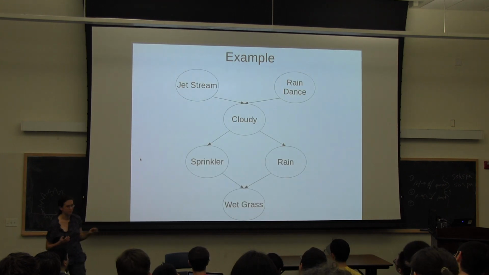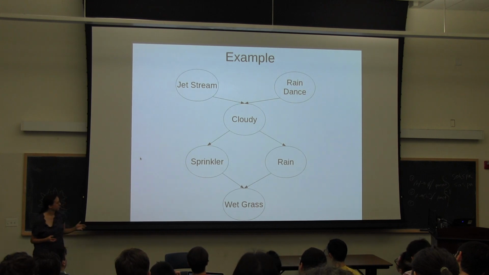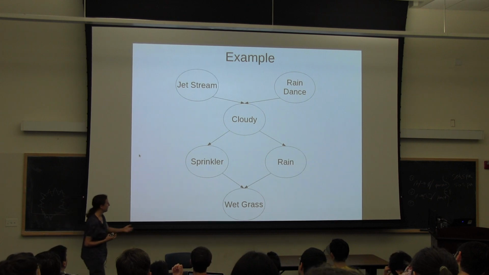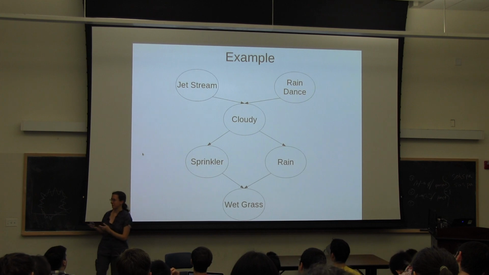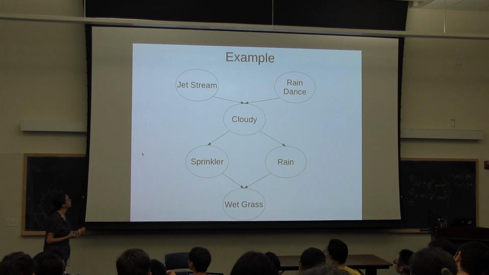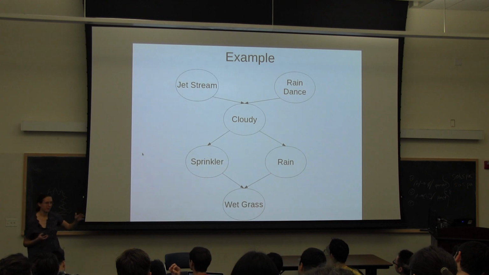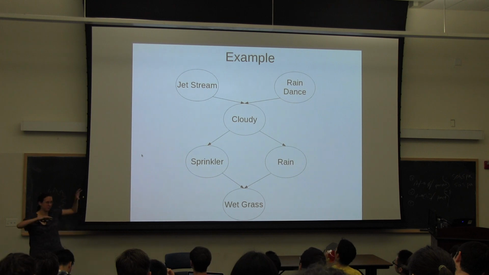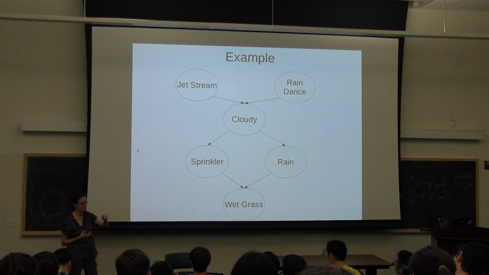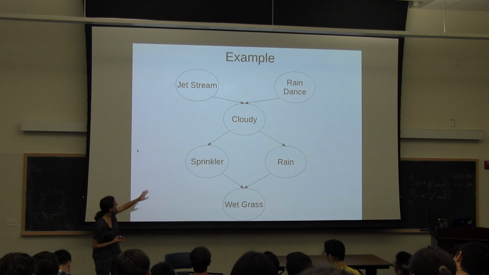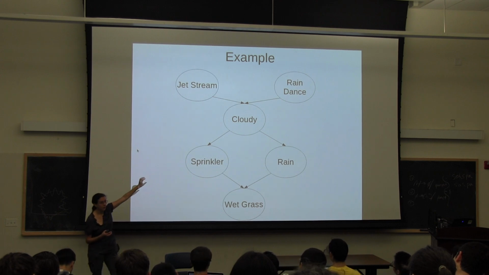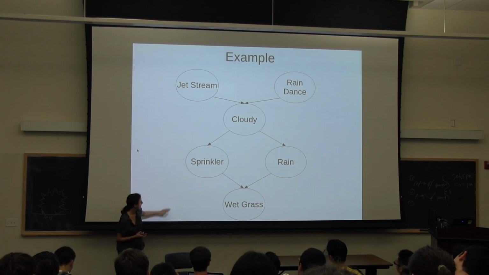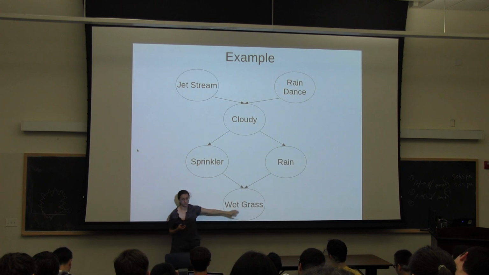So here's an example. It's a kind of famous one, modified a little bit, of a simpler graphical model. These are the different variables. Maybe the jet stream is doing something and that makes it cloudy or not cloudy. Maybe you did a rain dance and that caused the rain to come or not come. Anyway, somehow it's cloudy or it's not cloudy. Based on whether it's cloudy or not, you might decide to run the sprinkler, and it might rain or not rain. And then based on whether these two things happen, the grass is wet.